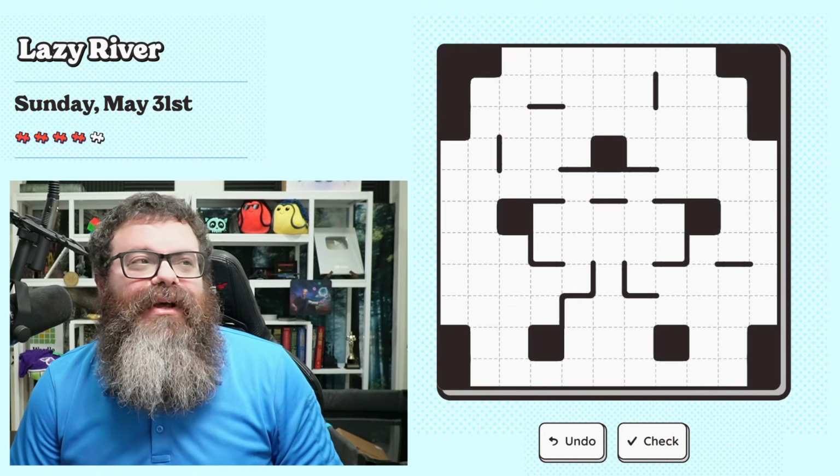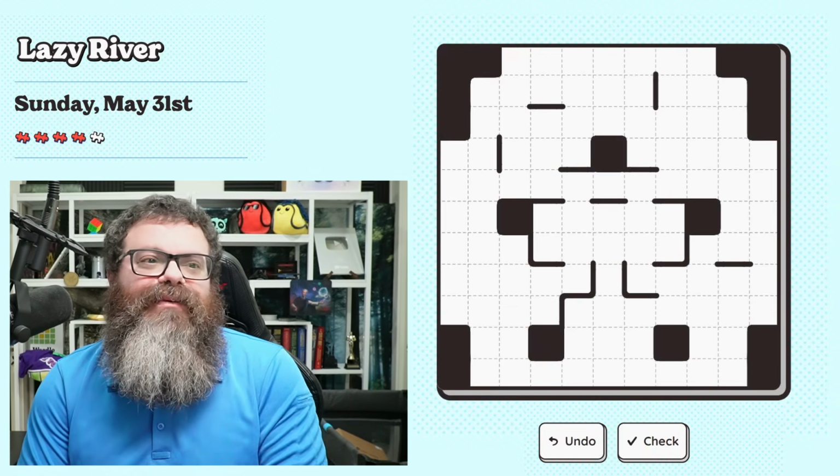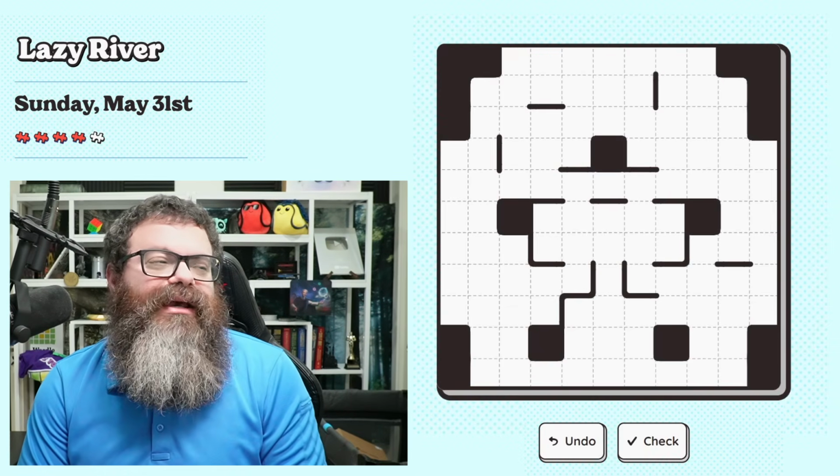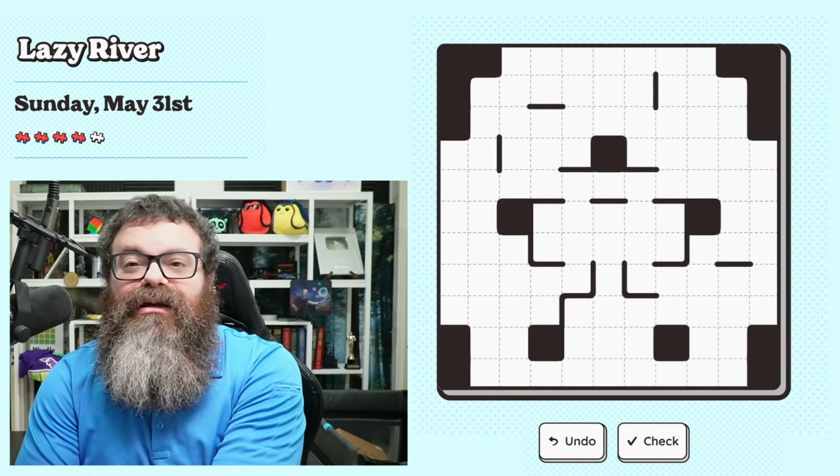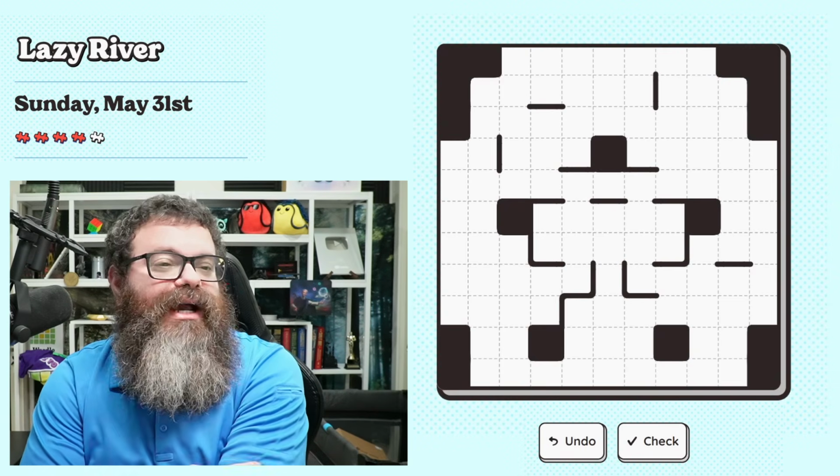Hello, today's pencil puzzle is a lazy river from Inkwell Games, aka a simple loop. This is for Sunday, May 31st. This game goes live tomorrow for non subscribers.